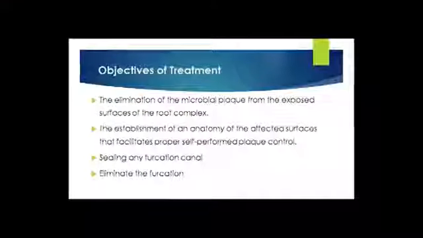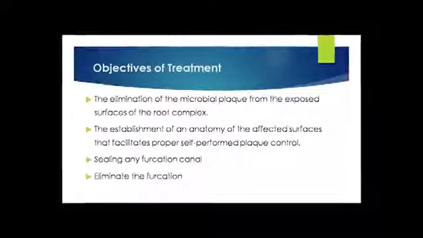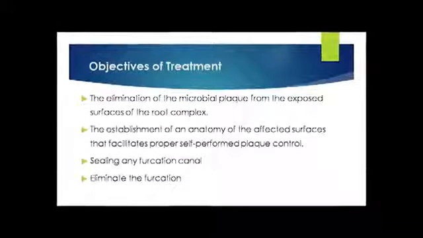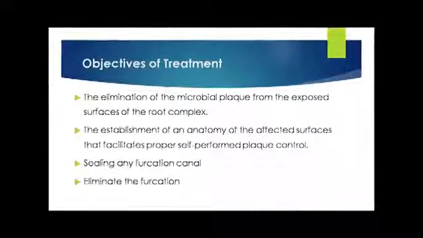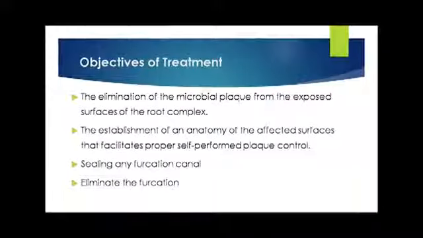Planing means to smoothen. You want to leave this root smooth such that if plaque wanted to accumulate on that root, it will just slide down, just like plaque rarely accumulates on a clean enamel surface. Is that okay? So you also want to seal any furcation canal if possible, and also eliminate the furcation if possible. So with those objectives, we have 3 main strategies into which we divide our treatment outcomes or objectives.